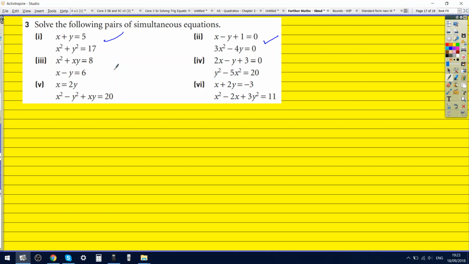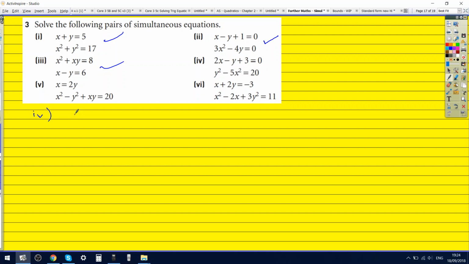Did we try 4, 5, and 6? Okay. Part 4 then. So what is this? These are simultaneous equations. So 2x minus y plus 3 is 0, and y squared minus 5x squared is 20. 2x minus y equals minus 3, we can say. Y squared minus 5x squared is 20 here.